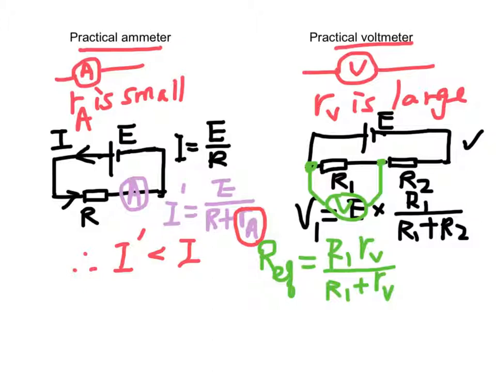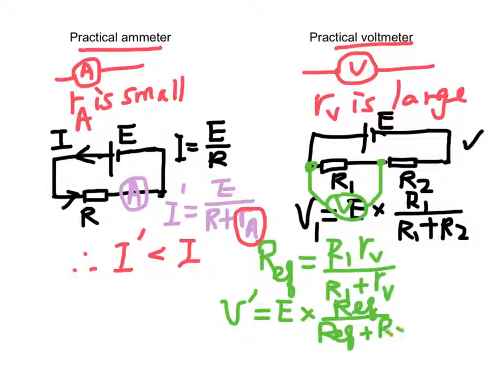In this case, the voltmeter reading V' will be equal to the EMF E times R equivalent over R equivalent plus R2, which is smaller than the actual voltage across R1.